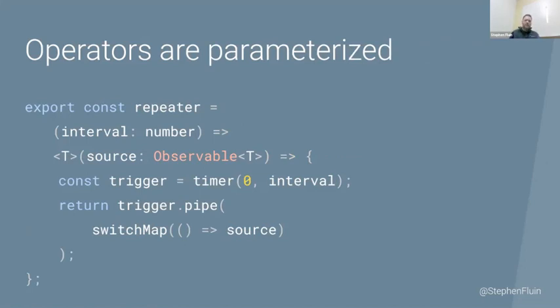An example of this is, let's imagine I have a repeater. So I want to take some observable and I want to repeatedly listen to that. You can imagine I could use this to automatically refresh all of my HTTP requests every 5 minutes or every half an hour so that my users always have the latest and greatest data. So we define a repeater here that takes in an interval, and that then returns a function that is that operator that takes a source observable and returns a resulting observable.